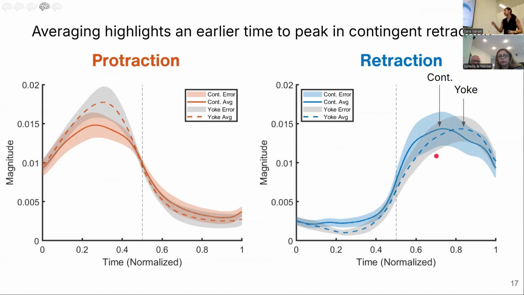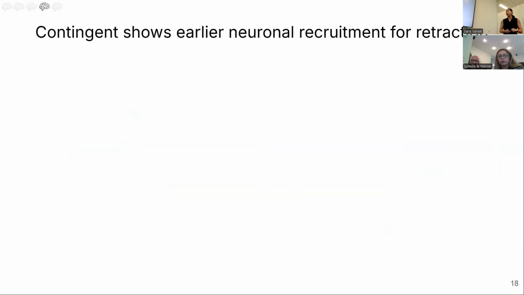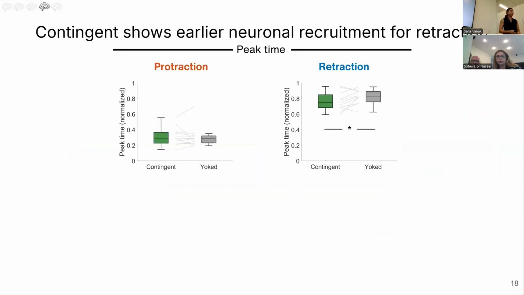And something to note, which is a little easier to see visually from this example or from the average, is that our time to peak for the contingent retraction module is earlier in time compared to our yoke average. So this was something that we wanted to look further into and compare across all of those 11 pairs. And when we did this for both modules, we looked at that peak time point between the contingent and yoke pairs, and we did see that in fact for the retraction module, the peak time point is earlier in time in contingent compared to yoke, and this wasn't the case for the protraction module.